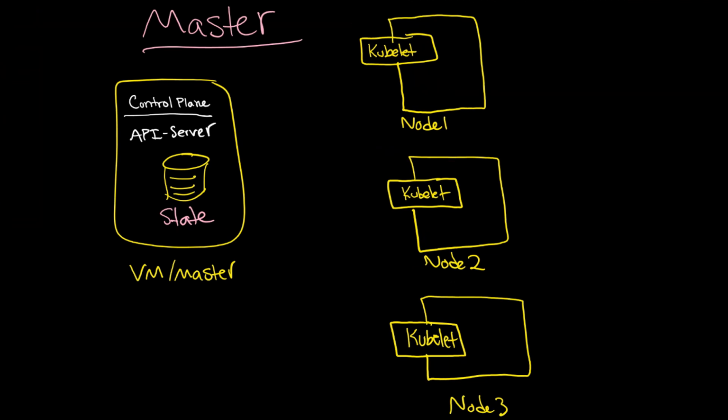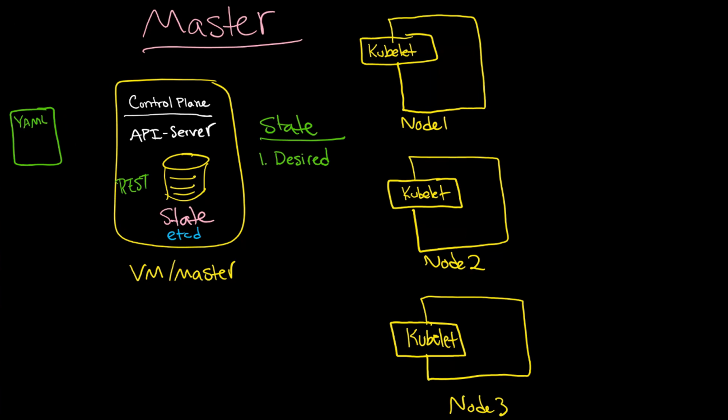Let's cover a few other points about the master. Remember that etcd is running on the master, and this holds the state. It's sort of the database of Kubernetes. Now, broadly speaking, there are two kinds of state. The first one is the desired state.